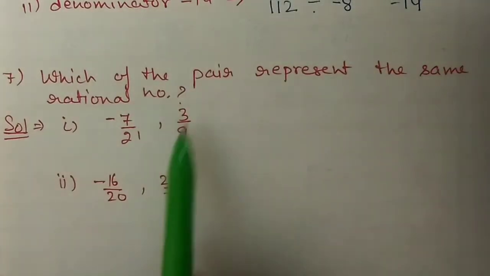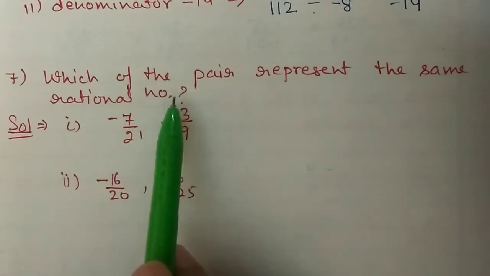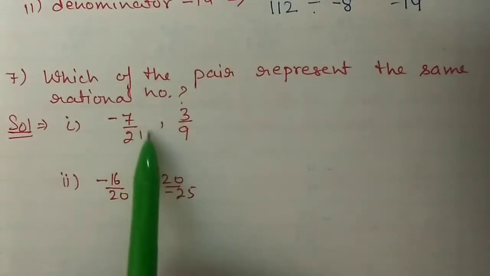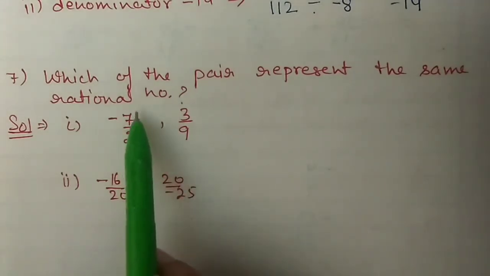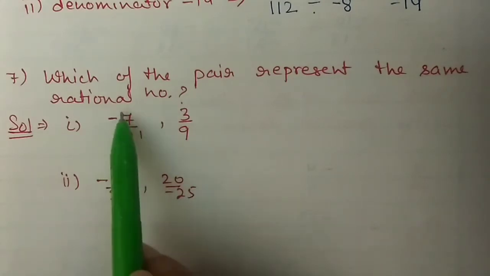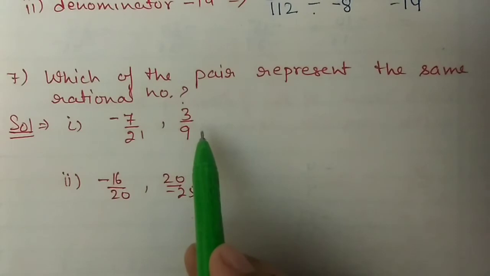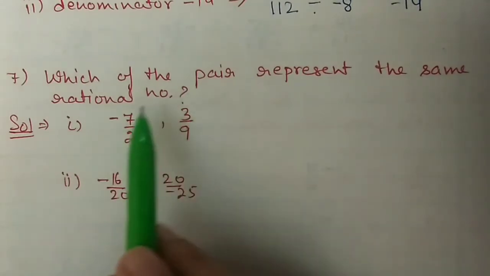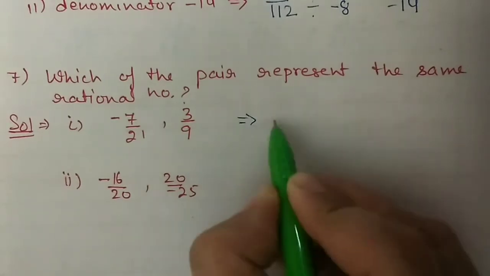Next question number 7. Which of the pair represent the same rational number? So we have to check whether these two rational numbers are equivalent or not. Here we can do the cancellation. 7 ones are 7 and 7 threes are 21, so we will get minus 1 by 3. And here after cancellation we will get 1 by 3. So numerically it is same, but symbol wise it is not same. So we will write here not same number.